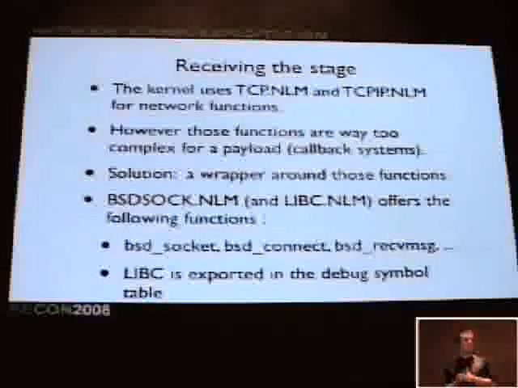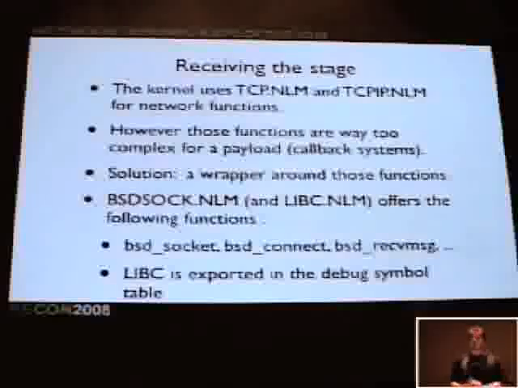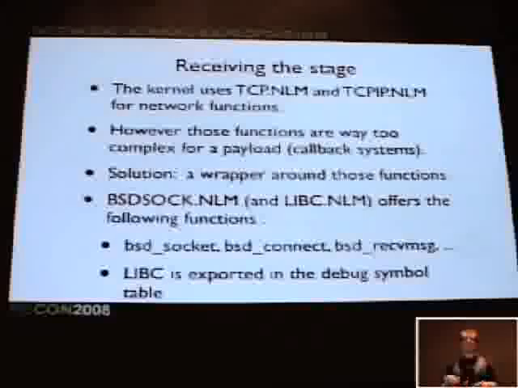After that, to receive the second stage, we need network functions. All network functions in Netware are in tcp.nlm and tcp/ip.nlm. The problem is that those functions are already complex. It's a callback system, and we could use them, but it would make the payload too big. So we have to find a better solution.